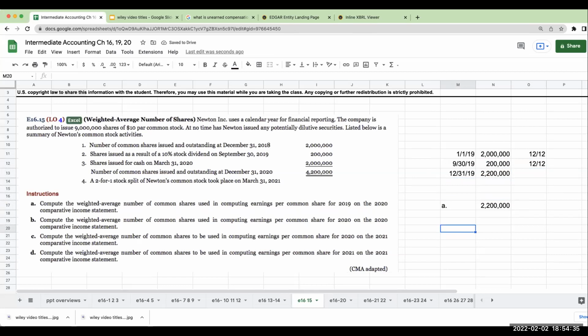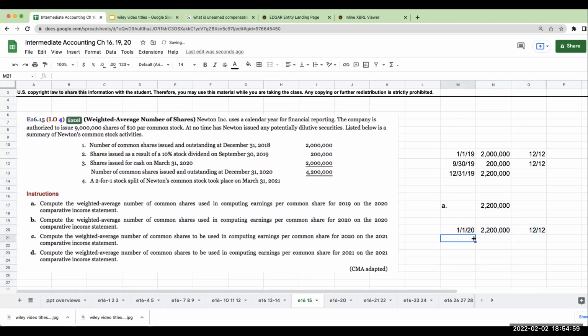The next one is to compute the weighted average number of common shares used in computing earnings per common share for 2020 on the 2020 comparative income statement. For 2020, my ending balance as of 2019 becomes the beginning balance for 2020. This was outstanding for the full 12 months. One of the things that might help you is to look back at the weighted average construction expenditures outstanding, which I think was from chapter 10 when you were doing the interest capitalization. That part can help you.